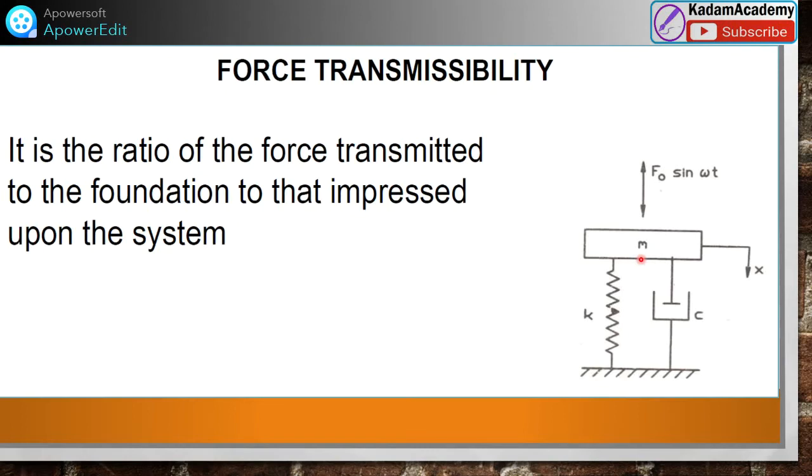And what is the force transmissibility ratio or force transmissibility? It is the ratio of the force transmitted. Already we have studied. FT is the force transmitted. F0 is the impressed force, and this force is transmitted to the foundation through the spring and the damper. So that force is transmitted to the foundation through the spring, and the ratio of this FT upon F0, that is nothing but the force transmissibility.